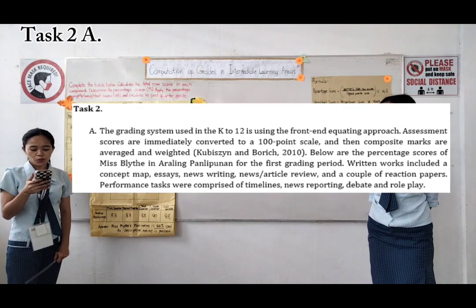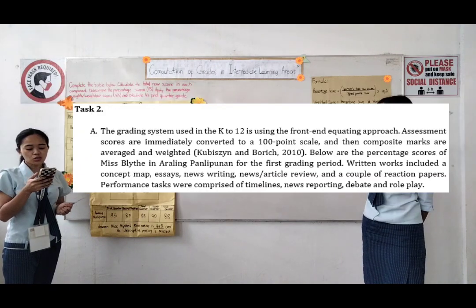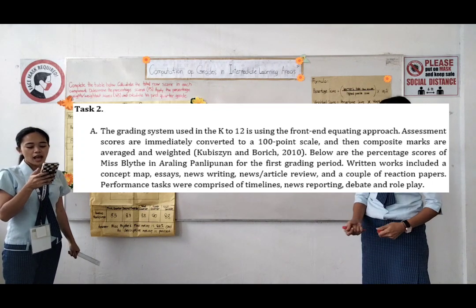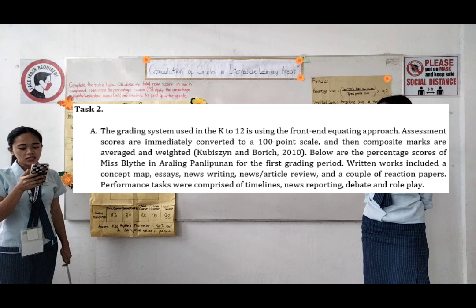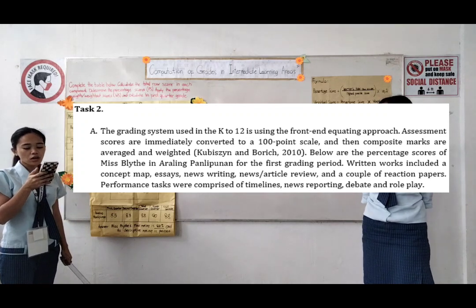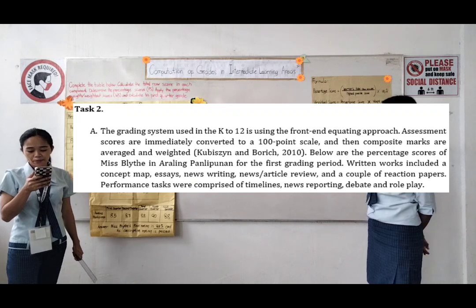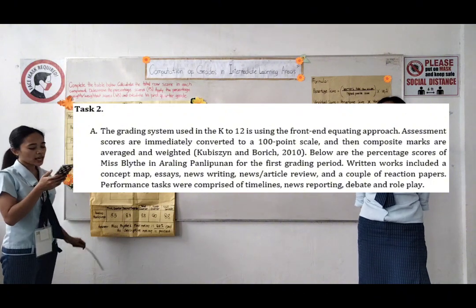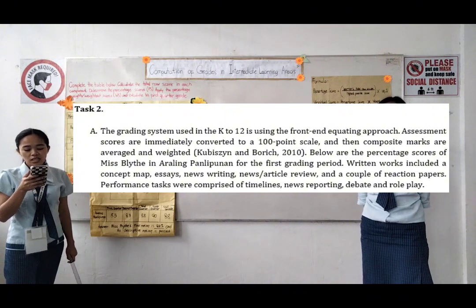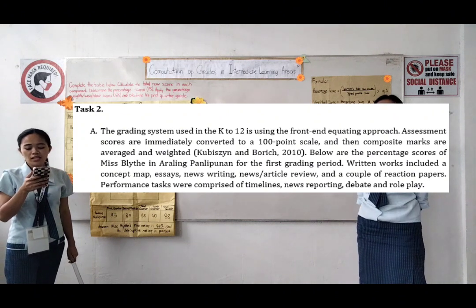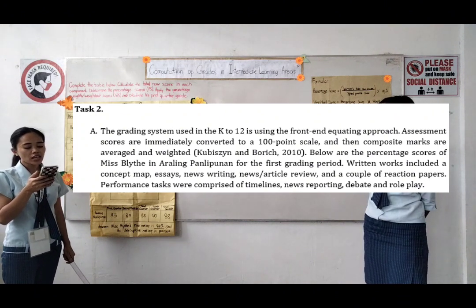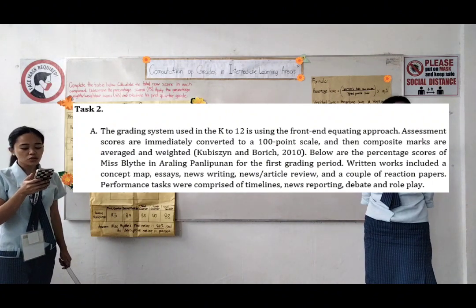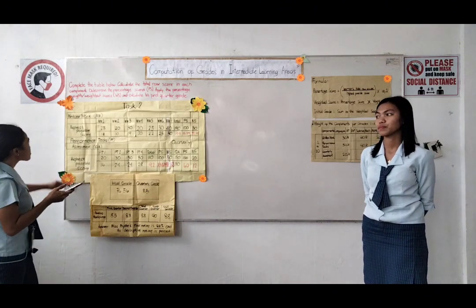Okay, the last grading system used in the K-12 is the front-end equated accounting. Assessment scores are immediately converted to a 100-point scale, and then composite marks are averaged and weighted according to Cabezan and Oregon in 2010. Below are the percentage scores of Miss Blind and Annalyn Pandipunan for the first grading period. Written works included a concept map, essays, news writing, news or article review, and a couple of reaction papers. Performance tasks were comprised of timelines, news reporting, debate, and role play.